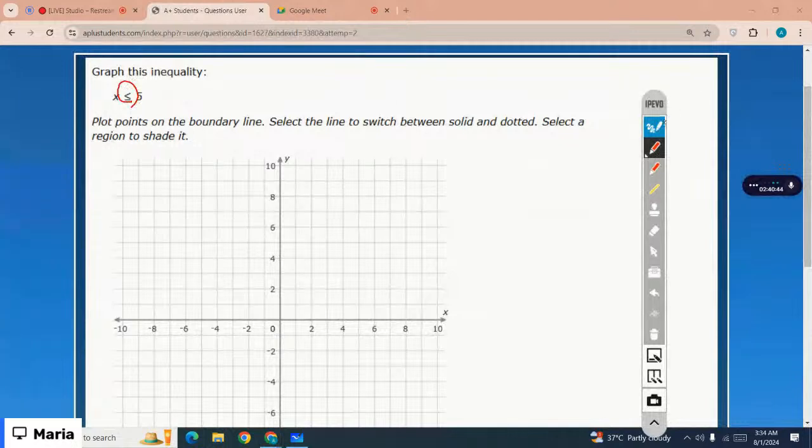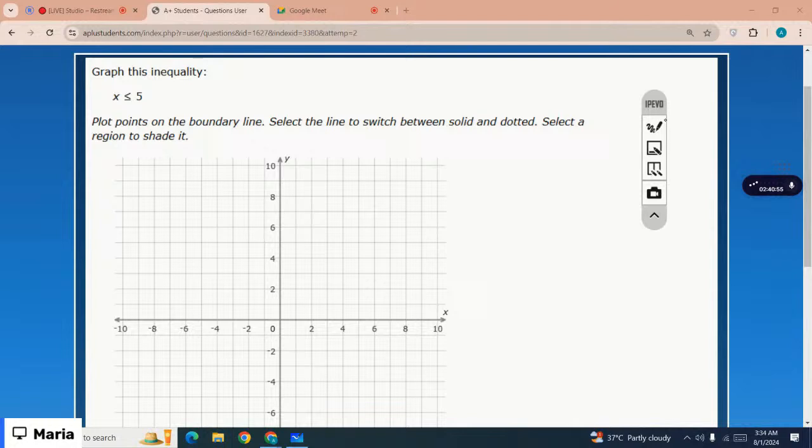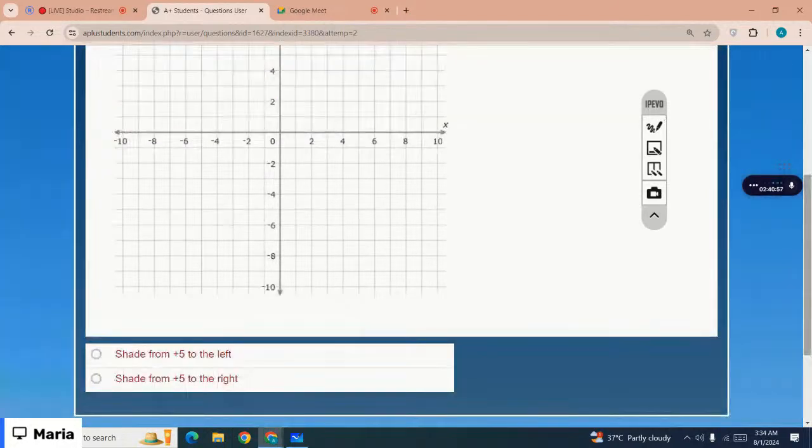Less than means all the area that is on the left hand side of the positive 5 is the solution, right? So that would be shade from the positive 5 to the left because x is less than or equal to 5. So it would be on the left hand side of the 5, right? So option number 1 is the correct option. Shade from positive 5 to the left.